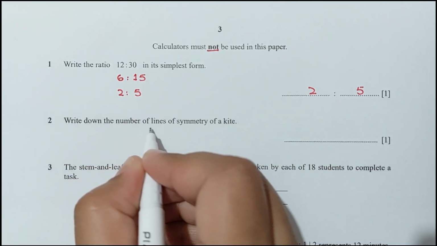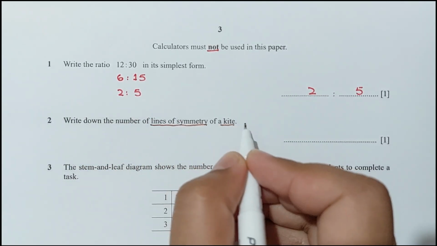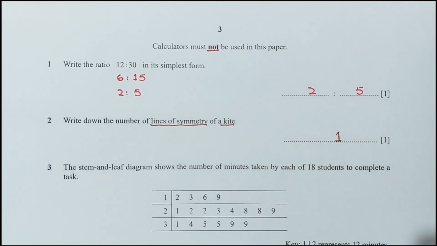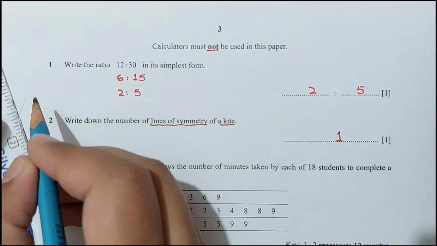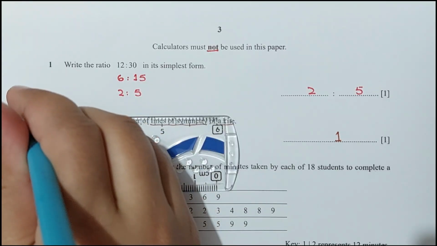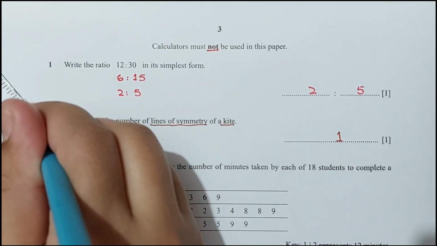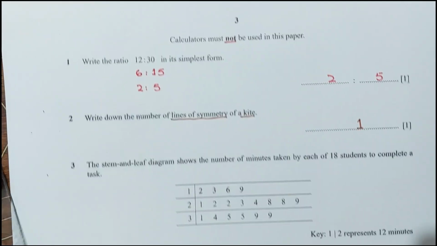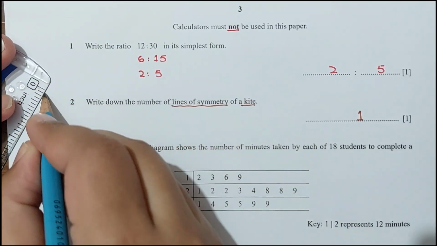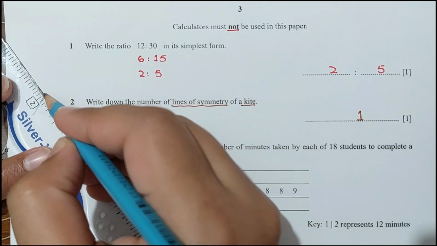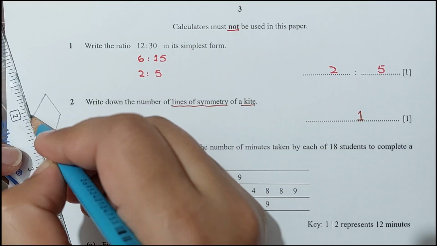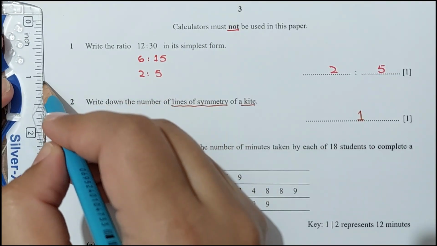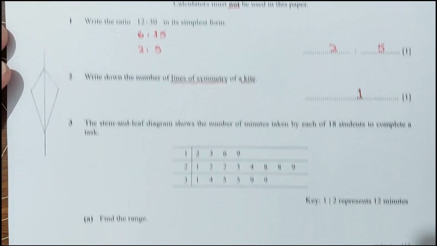Question number 2, write down the number of lines of symmetry of a kite. A kite has only one line of symmetry. Let me draw the kite and show you how it has only one line of symmetry. Let's say this would be the shape of a kite. So it has only one line of symmetry, and that is a vertical one.